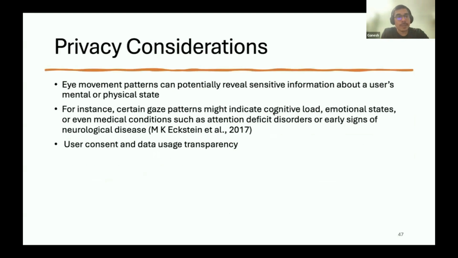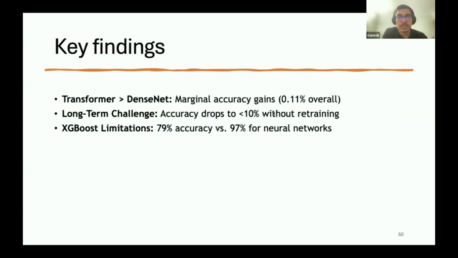So there are a lot of privacy concerns regarding this collection of eye tracking data, as we discussed before. Mental states and physical states can also be discovered using eye tracking data, and this should not be used against a user's will. User consent and data usage transparency should come first whenever doing these kinds of research.